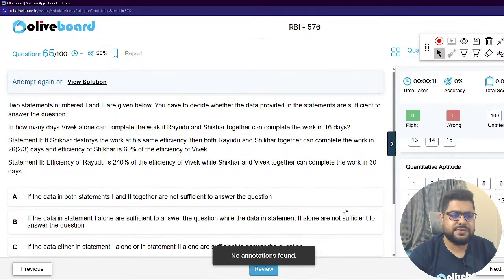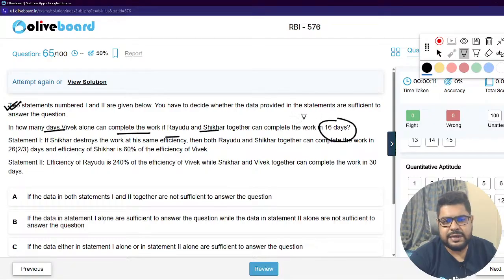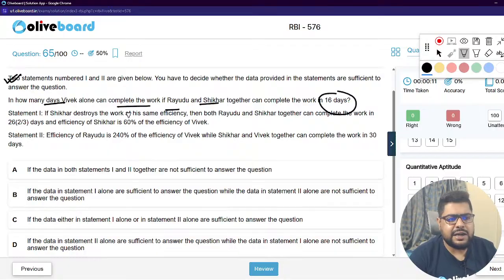Okay, next one is on time and work. In how many days can Vivek alone complete the work, if Raidu and Shikhar can do it in 16 days? Statement 1: if Shikhar destroys the work at his same efficiency, then both Raidu and Shikhar can complete in this many days. And the efficiency of Shikhar and Vivek are related.